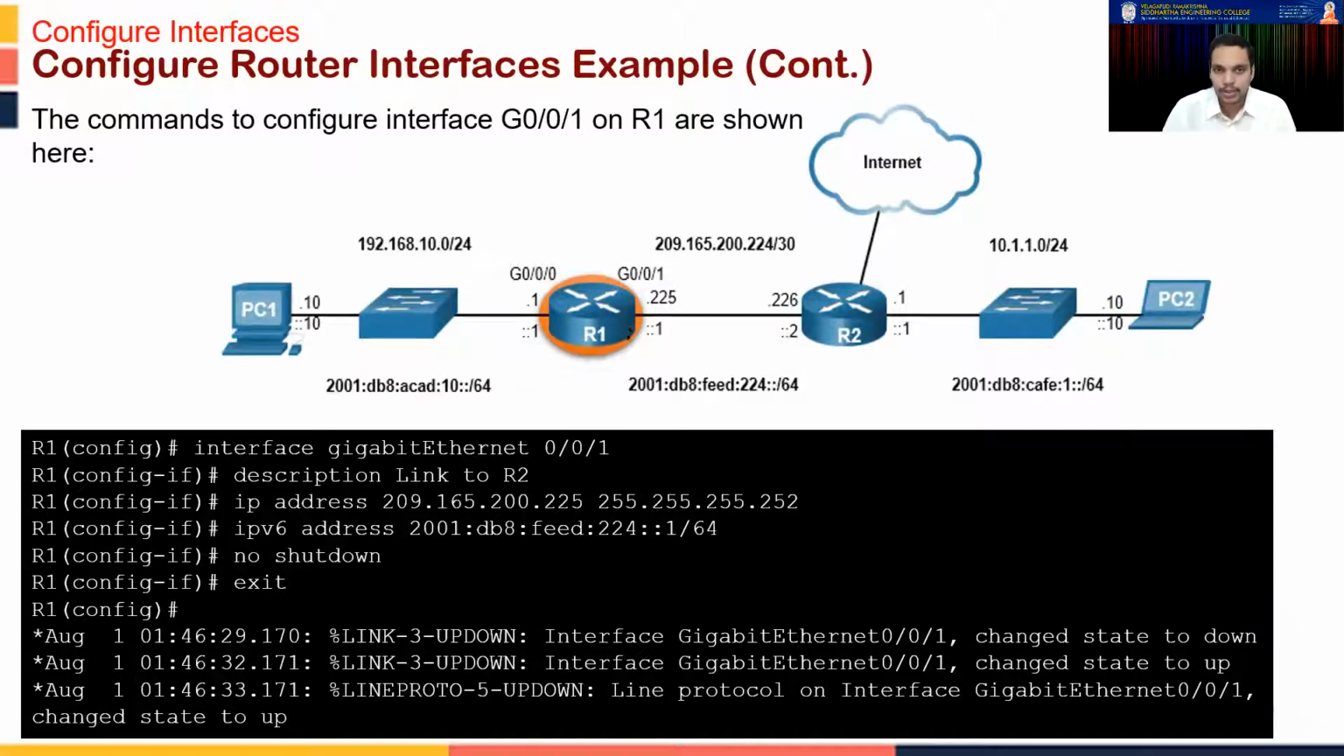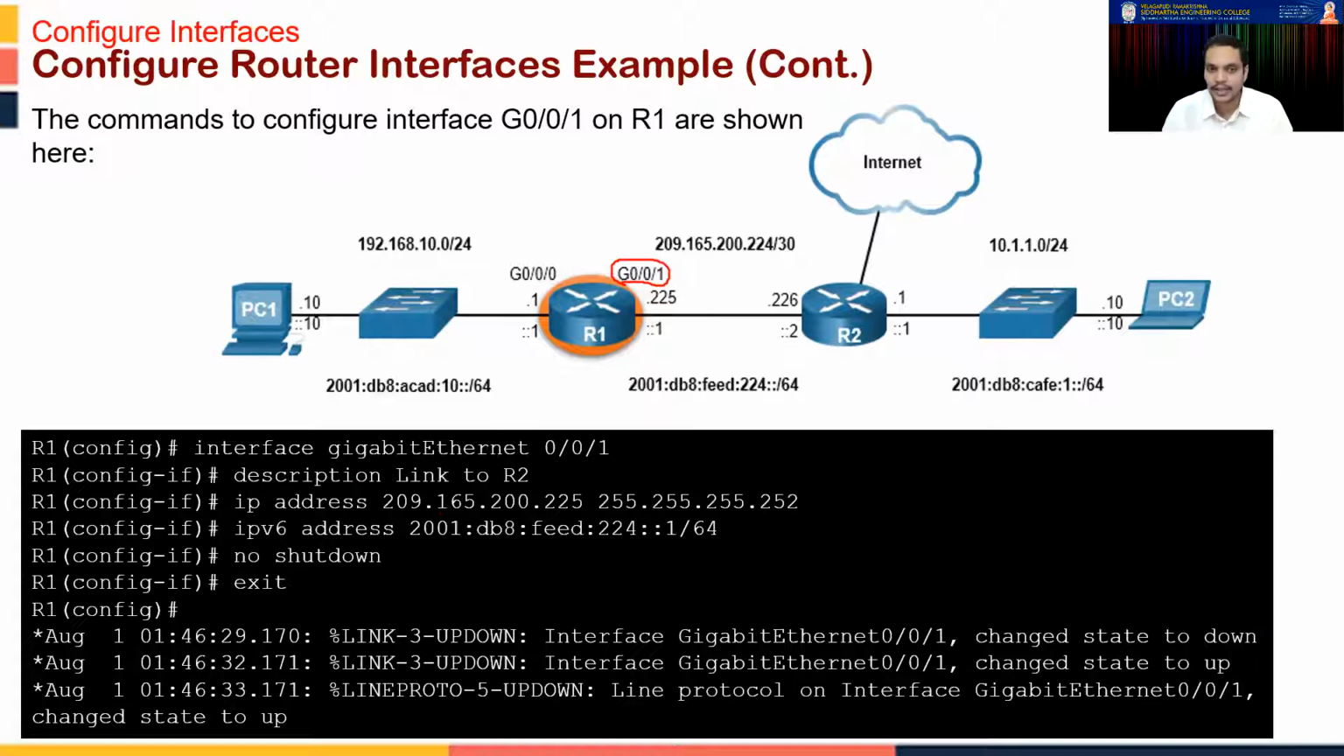Now I want to do the same configuration for this interface, G 0/0/1. Similar terms, interface gigabit Ethernet G 0/0/1, and description is link to R2. That's good. Link to R2. That means you're saying that this interface is linked to the router R2.